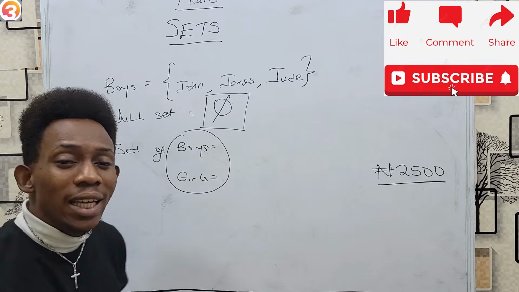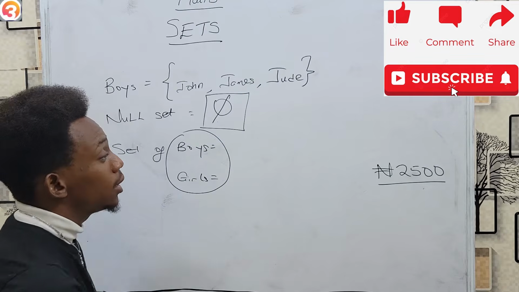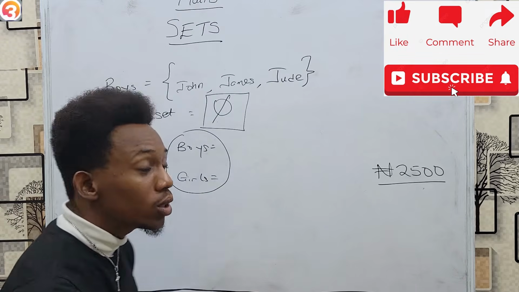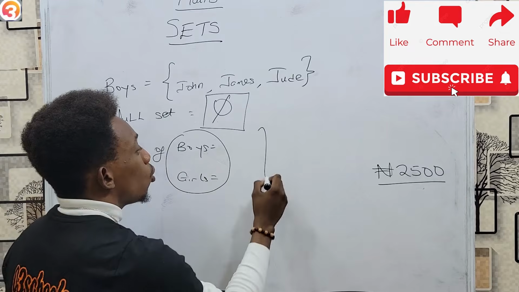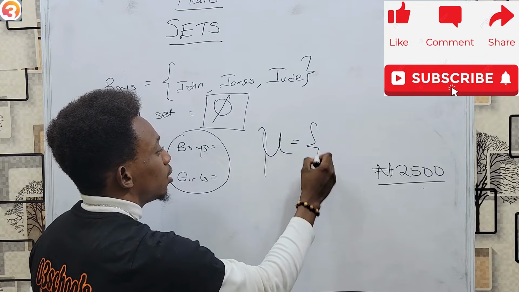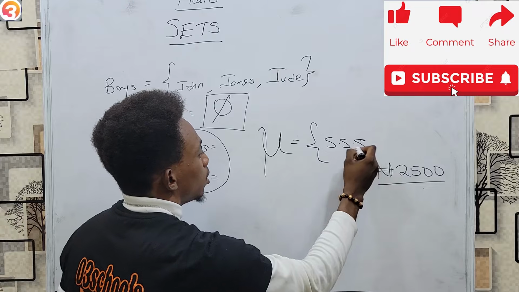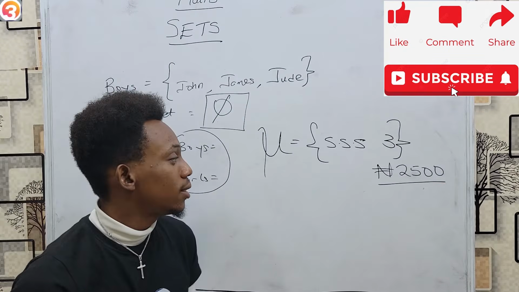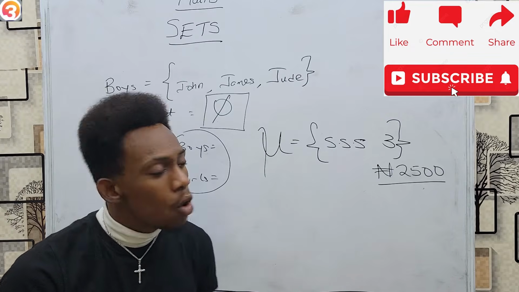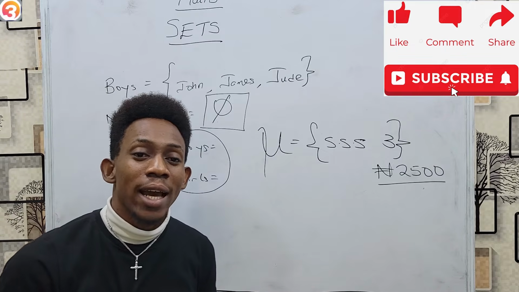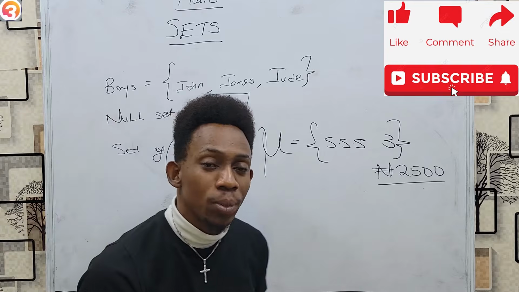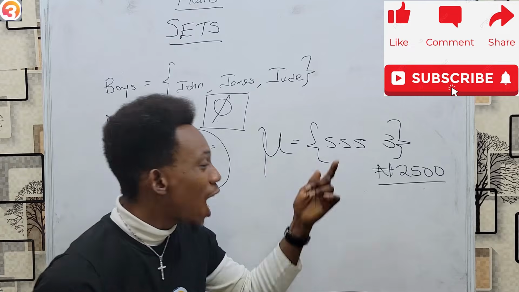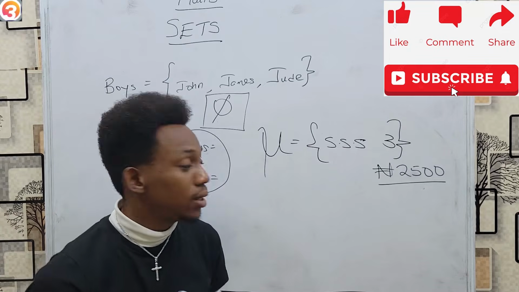But if I was to be using a class as my frame of reference, let's say I was looking at the SS3 class in a certain school, then all the students within that class belong to the universal set of SS3 students. That means as long as you belong to this SS3 class, you are in that universal set. But then within this universal set, I could get what we refer to as subsets. A subset is a set that is being picked out of the universal set.